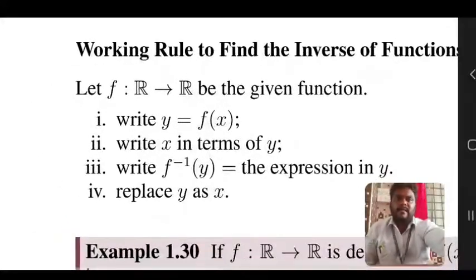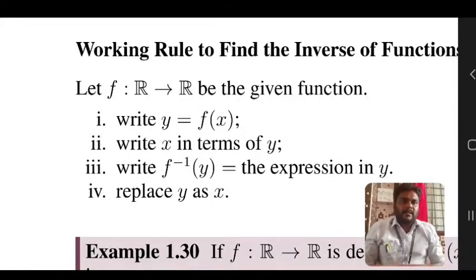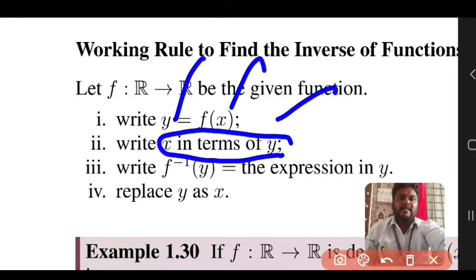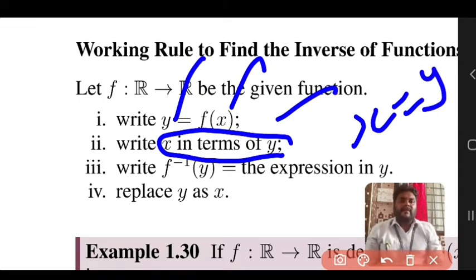Let f from R to R be the given function. First step, write y equal to f of x. Next, y is given in terms of x, so we write x in terms of y. Next, write f inverse of x as the expression in y.